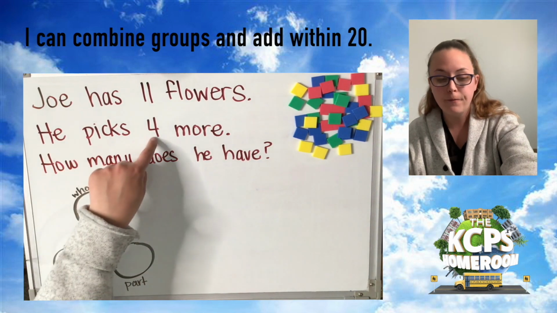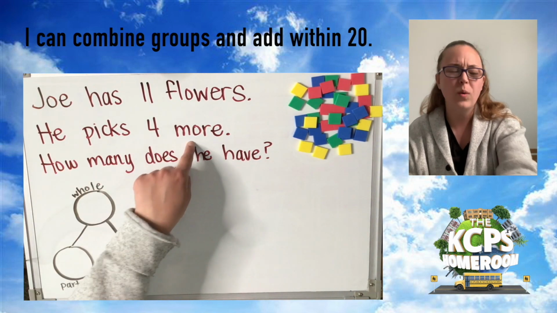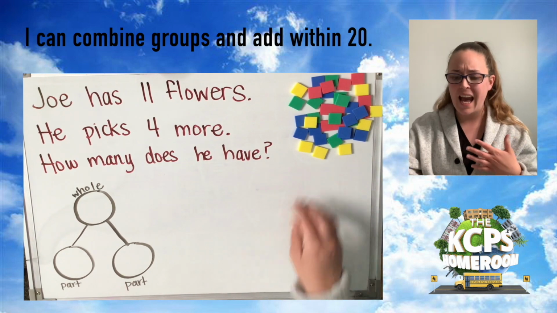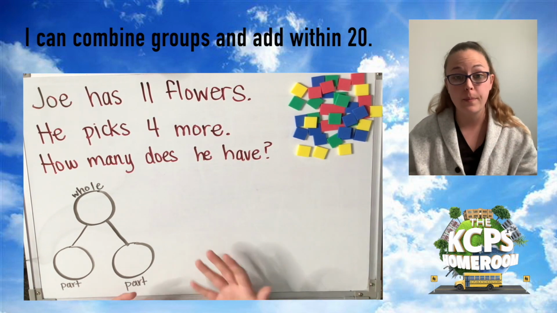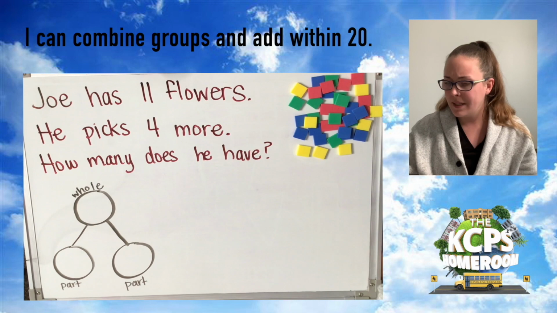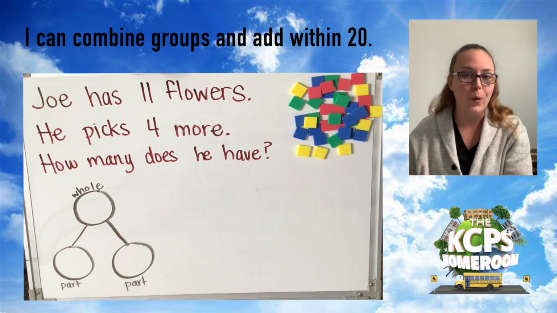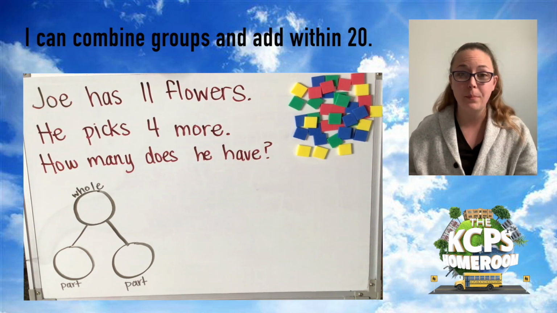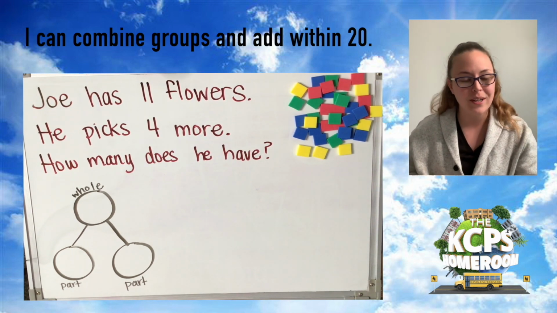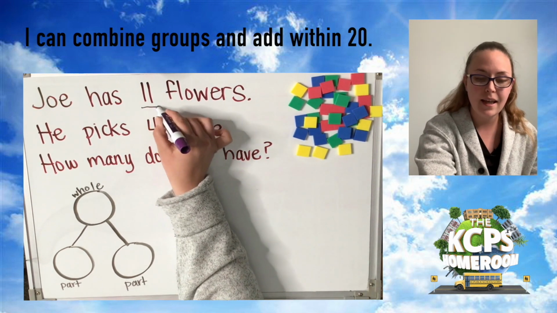He picks 4 more. Oh, what does that mean? That means he has some in his hands and then he goes back to get more. So does that mean 11 is a part, or is it our sum? Is it our whole? If you said it's a part, you're exactly correct. Great job. So Joe has 11 flowers.